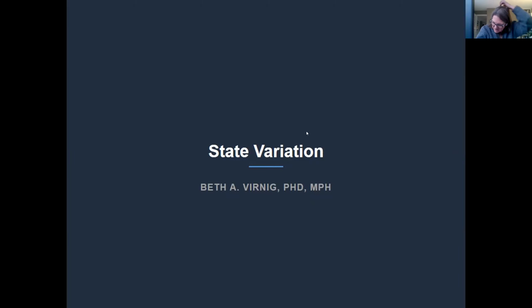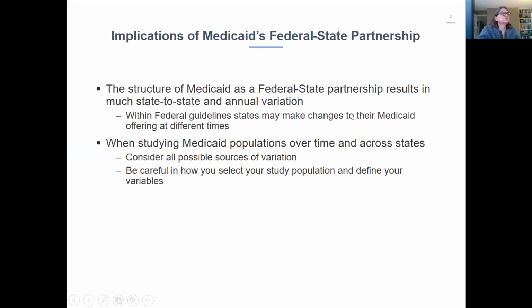So what I'm going to talk about, the title is state variation, but what I'm really going to focus on here is inference and how the state variation that we've been talking about, this big theme throughout the TAF data, fits into our inference. Just a reminder that this is a federal-state partnership, and because of the state part of it, we see much state-to-state and annual variation.